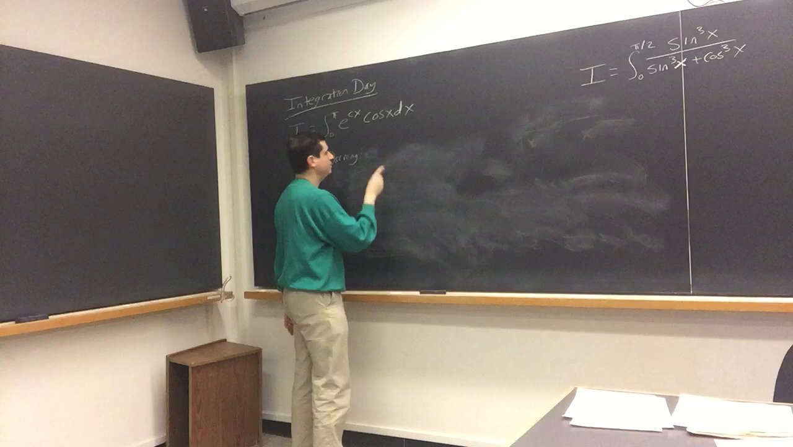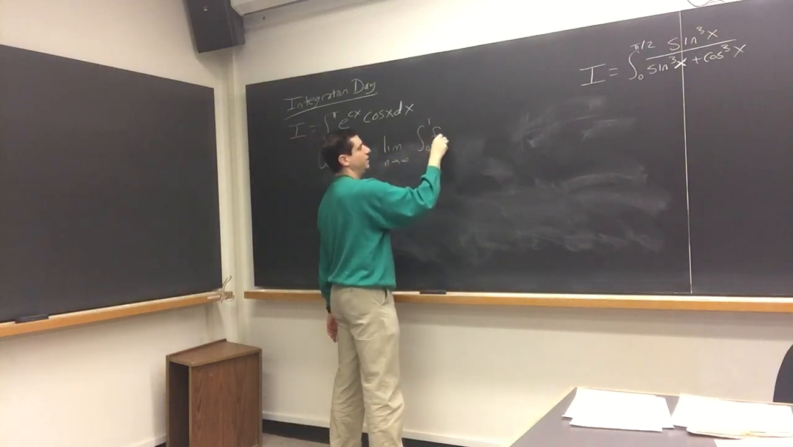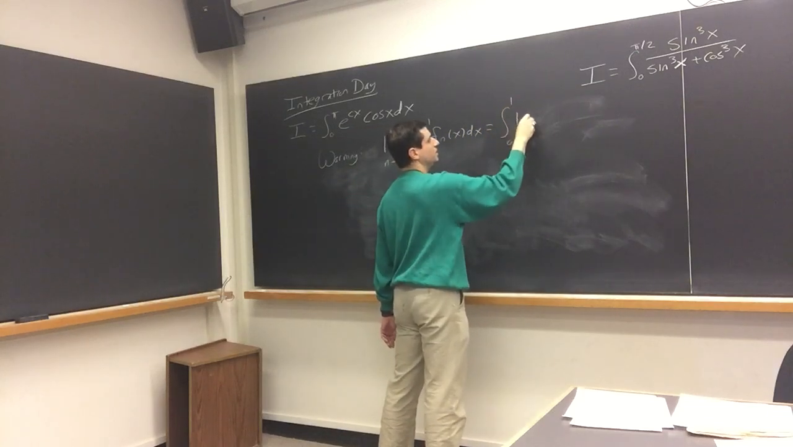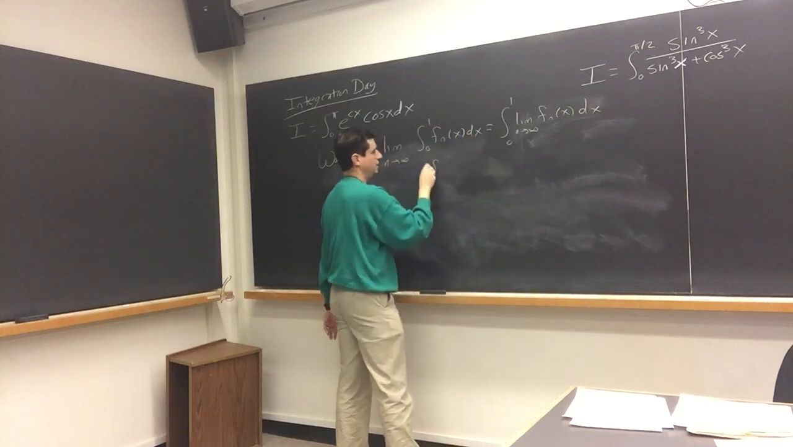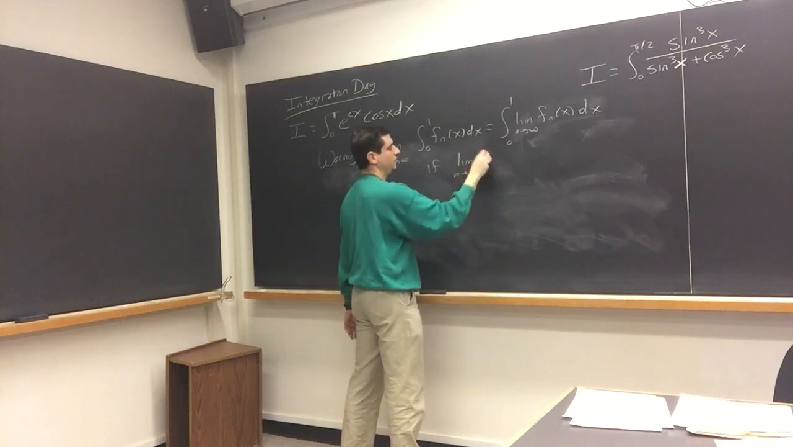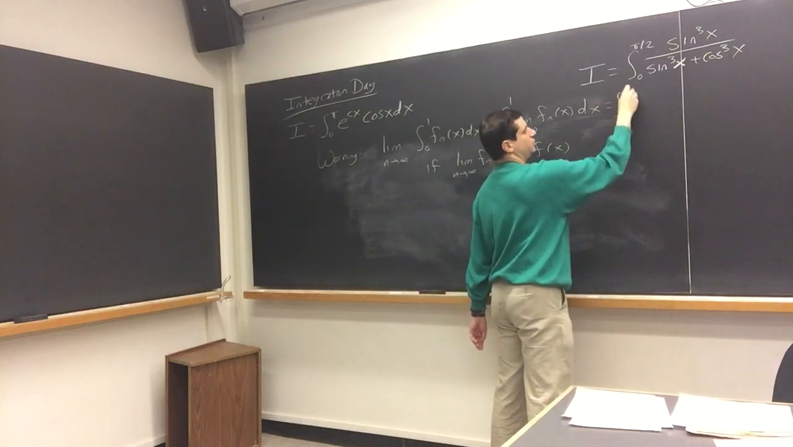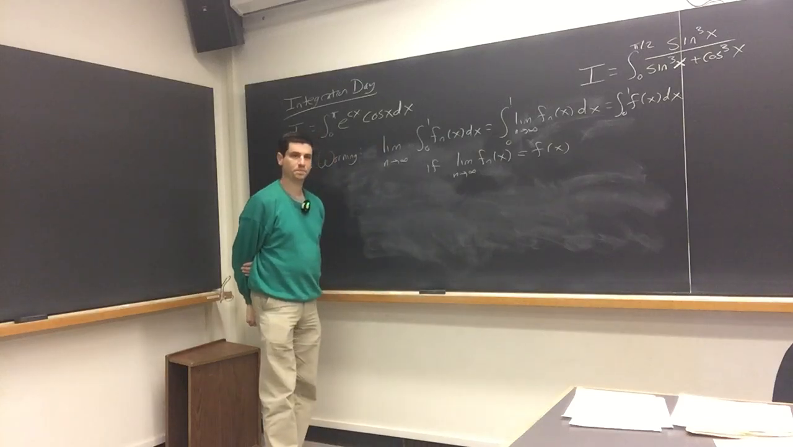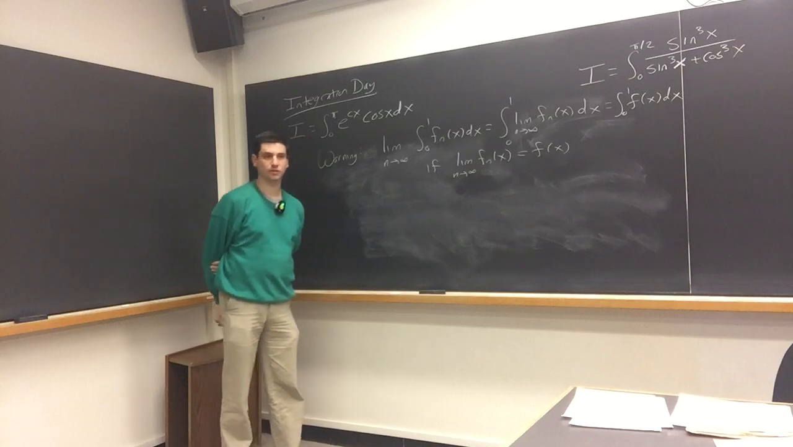One of the results you would love to have in mathematics is the limit as n goes to infinity of the integral from, say, 0 to 1 of fn of x dx equals the integral from 0 to 1 of the limit as n goes to infinity of fn of x dx, if the limit as n goes to infinity of fn of x equals f of x. So this would just be the integral of f of x dx. We would love to have a result like that. Does that seem a reasonable result? The integral of a limit is the limit of the integral.